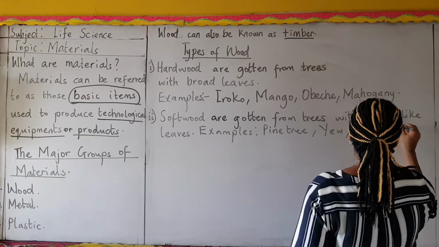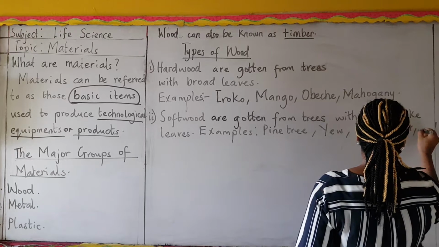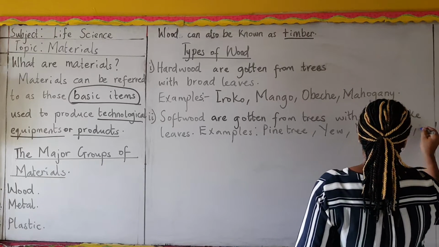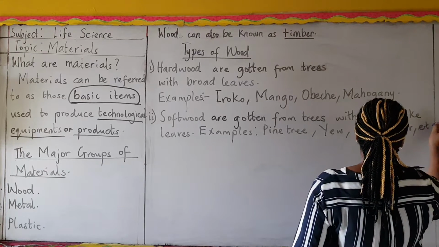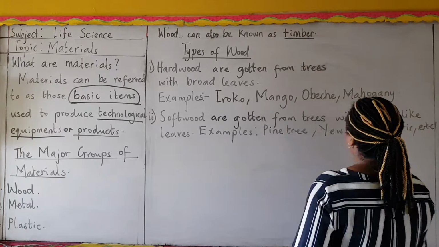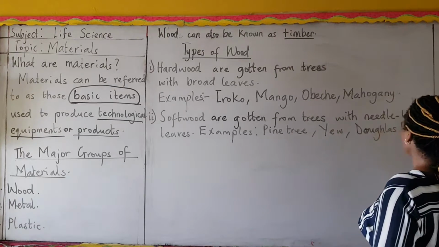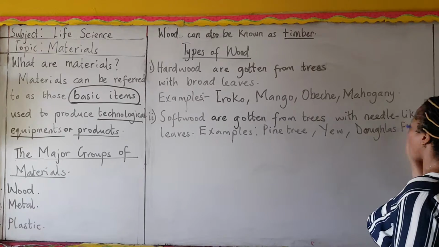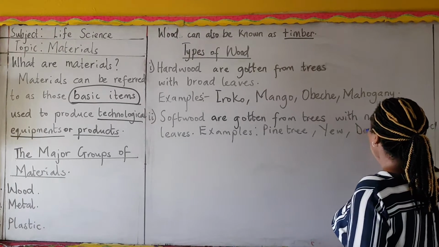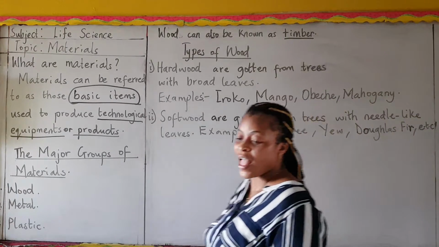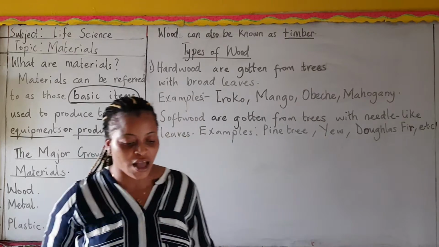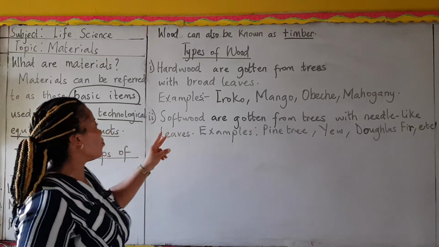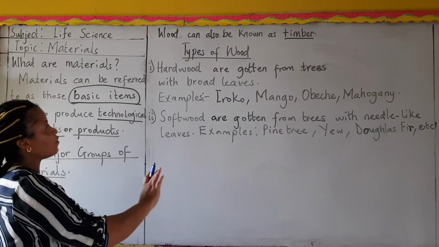The Douglas fir is an example, and so on, etc. There are many of them. Okay, good. The Douglas fir. This is F-I-R. Douglas, D-O-U-G-L-A-S. The Douglas fir. Good.